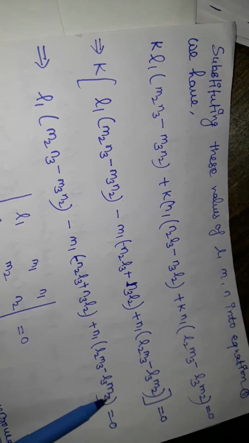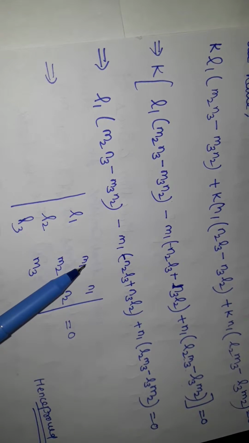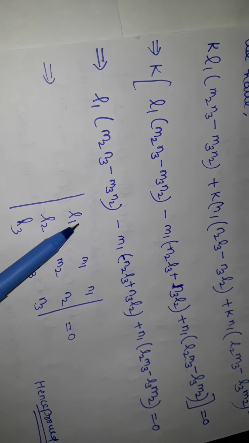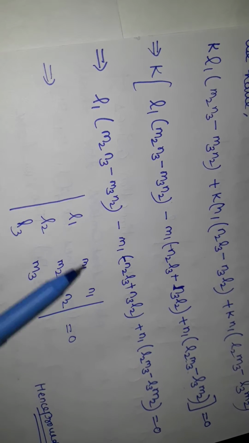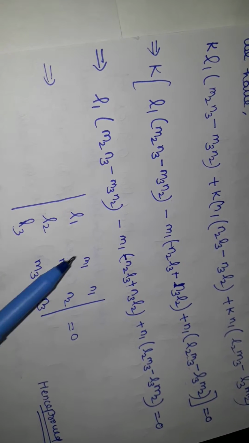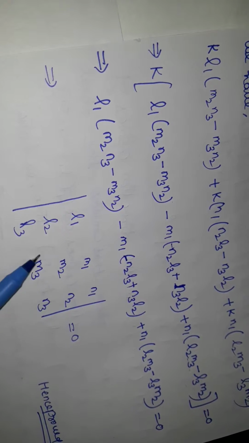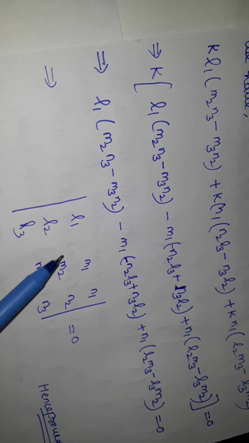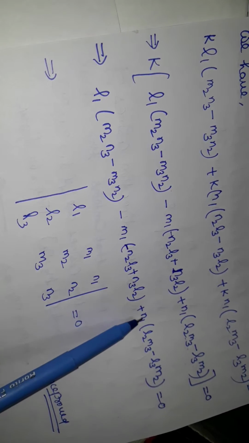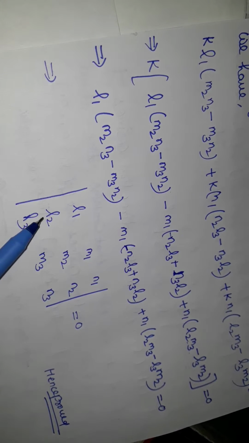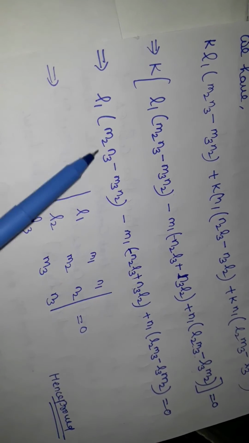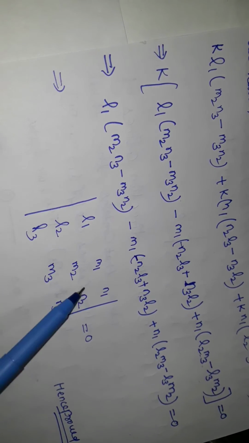What is this expression? It is nothing but the determinant of L1 M1 N1, L2 M2 N2, L3 M3 N3. If I expand this determinant, I observe L1 into M2 N3 minus M3 N2, which is the same as written here, then minus M1 into L2 N3 minus L3 N2, which is the same here, and plus N1 into L2 M3 minus L3 M2, which is also the same. So this is nothing but the expansion of this determinant, and this was to be proved.